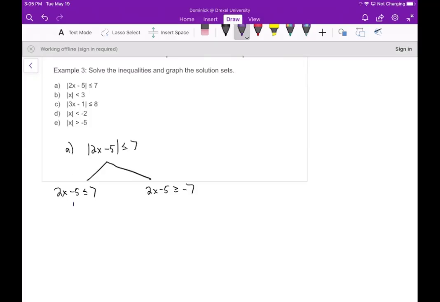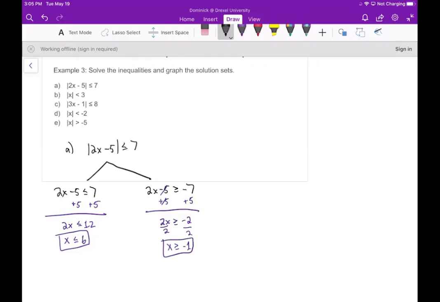Okay, so in this first one, if we solve, we add 5. And we get 2x less than or equal to 12. So then when I divide by 2, I'm going to get 12 divided by 2, or 6. Now on this one, if we add 5, we're going to have that the 5's cancel, and we get that 2x is greater than or equal to negative 2. Right, so then we can divide both sides by 2, and we get x is greater than or equal to negative 1.